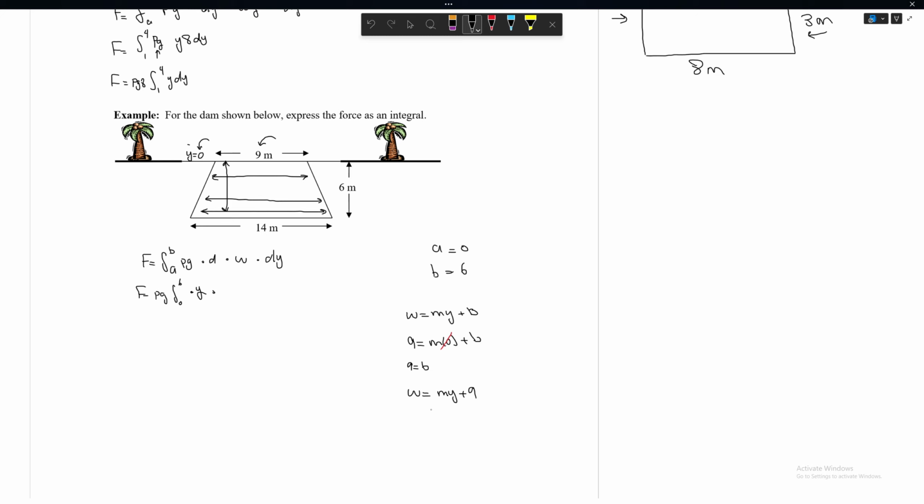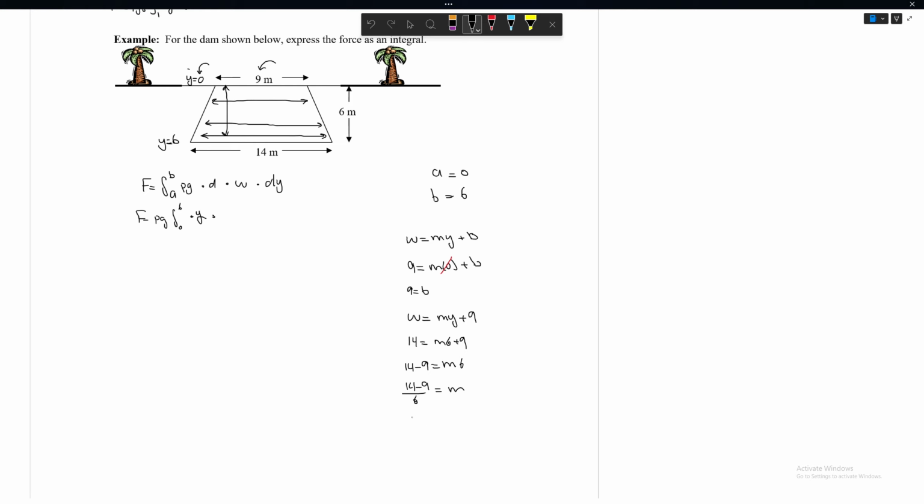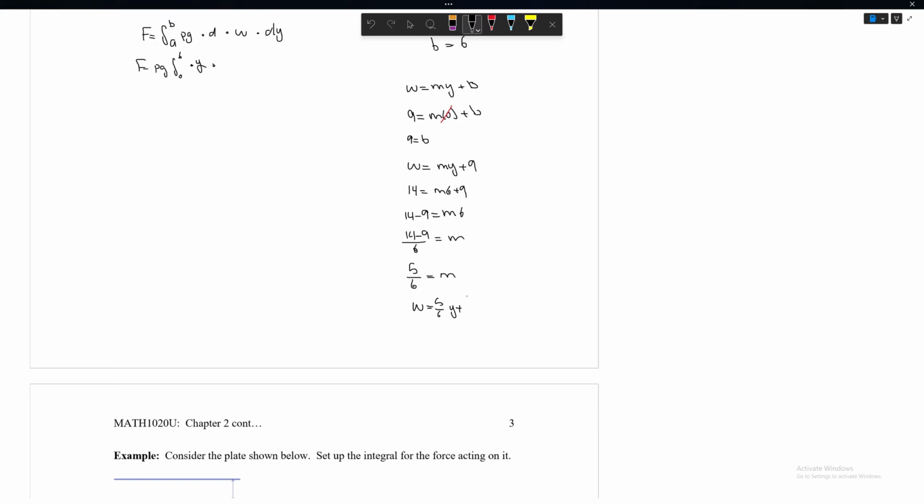Now you can't use the same point. That's not how it works. You have to use 2 different points. So our second point, we know when y is 6 meters deep, our width is 14. And so that's our second point. 14 equals m times 6 plus 9, take 9 to the other side. 14 minus 9 equals 6m. And I can say 14 minus 9 divided by 6 equals m, which is 5 over 6. Now that I solved it, I can say w equals 5 over 6 y plus my b, which is 9.